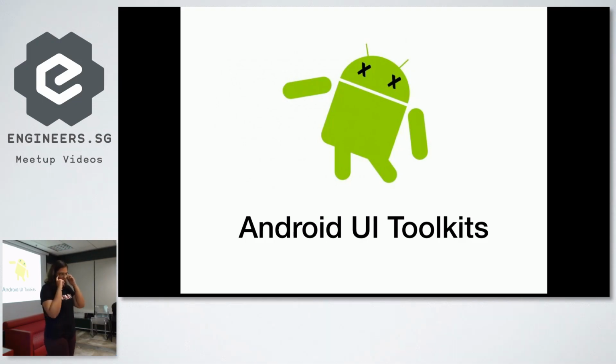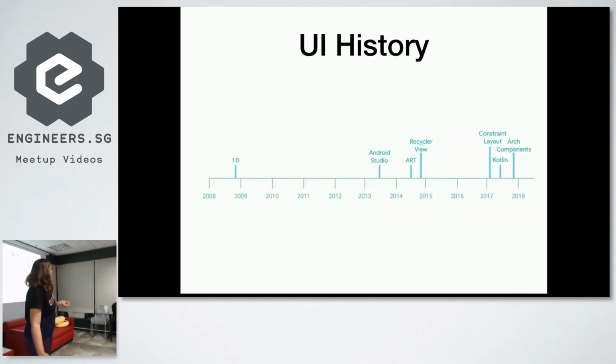So today specifically, I'm going to talk about the UI toolkits, the UI that the users are using, the UI that users are seeing every day, the animations, the motions. So how does that work in Android? So this is a little bit of history. I hope you guys can see it.